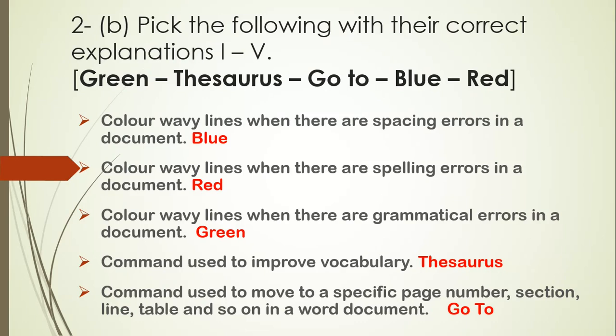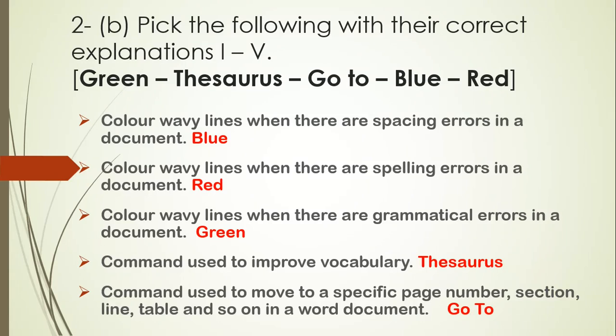Just a quick reminder now. In Office 2003, 2007, and 2010, we have only red and green wavy lines. The red wavy line is under words to indicate a spelling mistake, and the green wavy line is under words to indicate grammatical errors or spacing errors. But in Office 2013 and 2016, they introduced the blue lines. The blue lines were used for spacing errors.